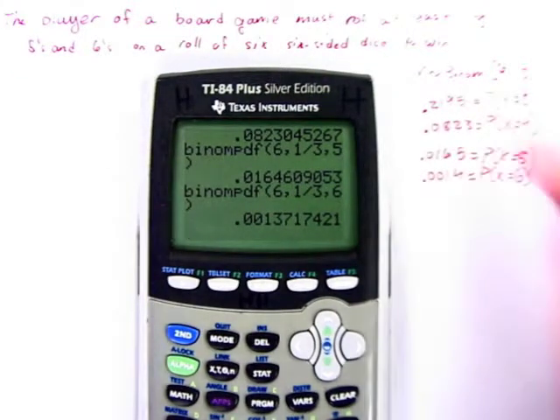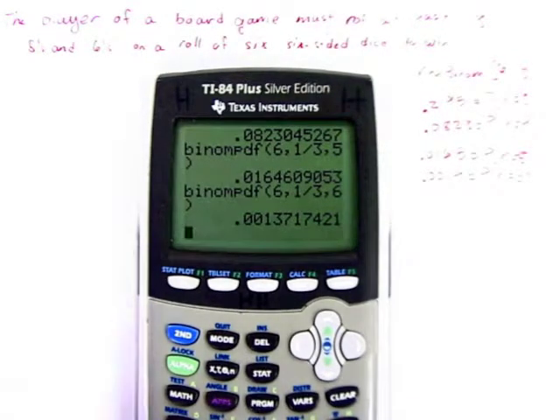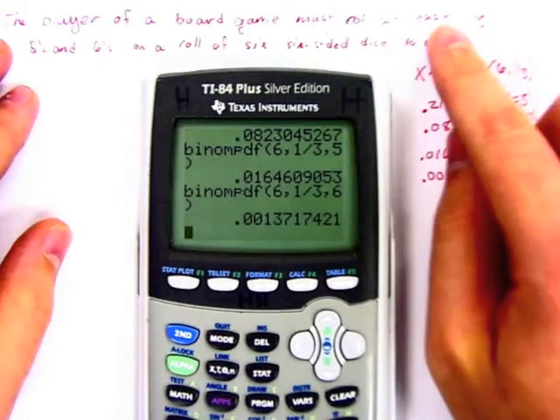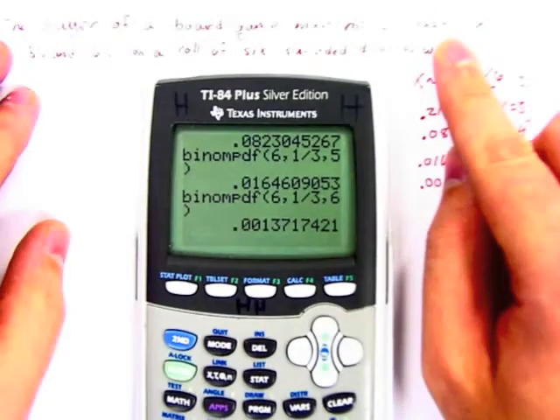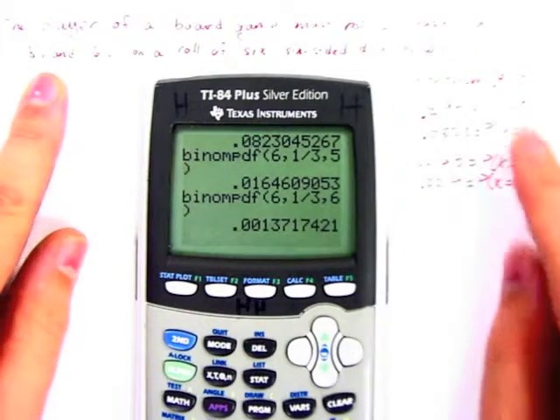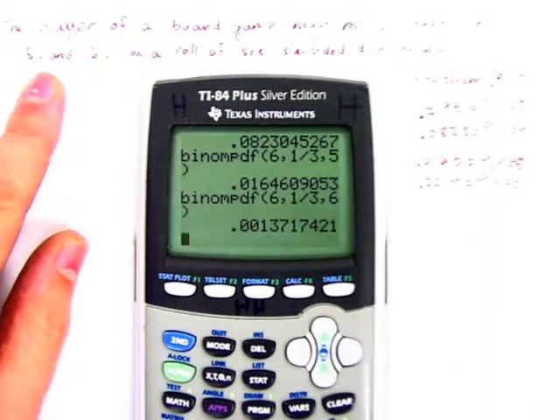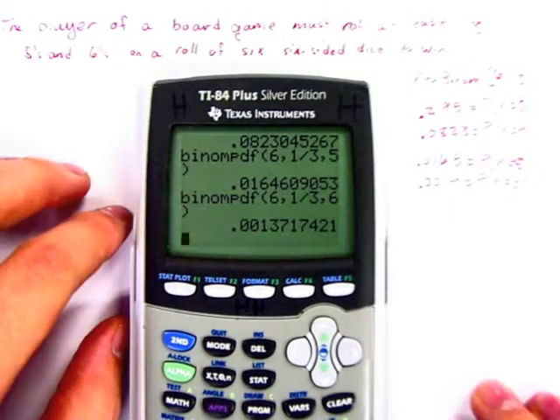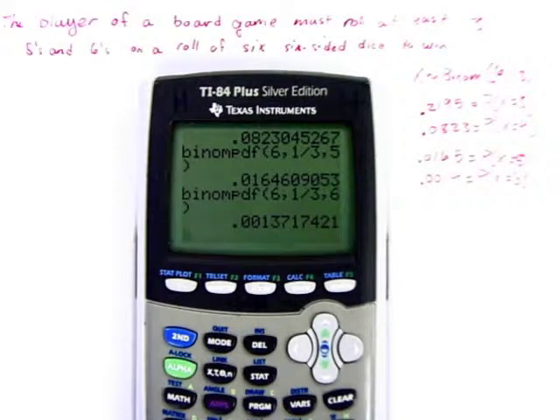So now that we have all these written down, what we can do is just add them all up, because if I'm looking for the probability that we get at least 3 successes, then I can either get 3 successes or 4 successes or 5 successes or 6 successes. Any one of those is going to be just fine. So let's go ahead and add those up.